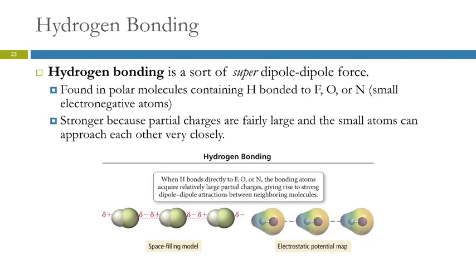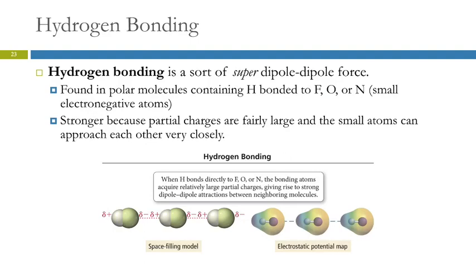Next type of intermolecular force is called hydrogen bonding. Hydrogen bonding is kind of a misleading name because it makes you think that there's bonding, like chemical bonds, between hydrogens. And that's not at all what it means. It's really a sort of super dipole-dipole force. So hydrogen bond is a super dipole-dipole force, extra strong.